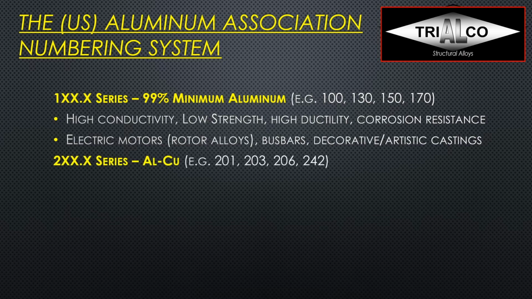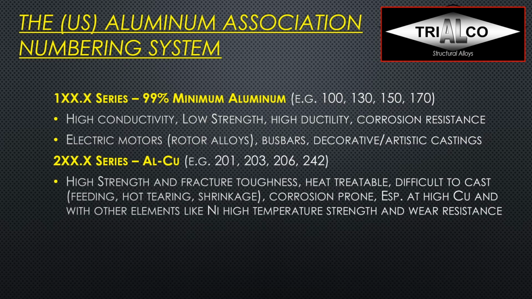Then we have the 200 series alloys, and they are exactly the opposite. They contain mainly copper. They were the first real alloy family that was created in aluminum many, many years ago, and typical representatives here are the 201 with silver, 203 with cobalt, 206 pure aluminum copper alloy, and 242 copper with a little bit of nickel in there. They all have in common high strength and fracture toughness. They're all heat treatable.